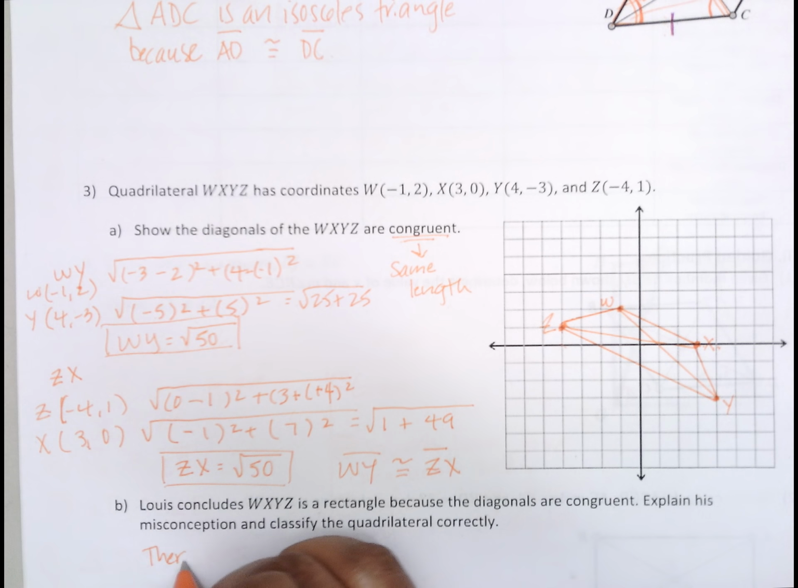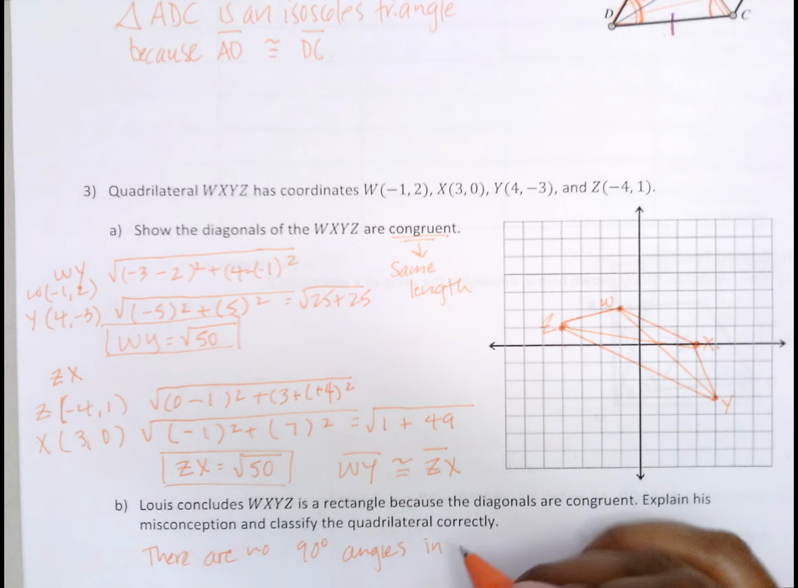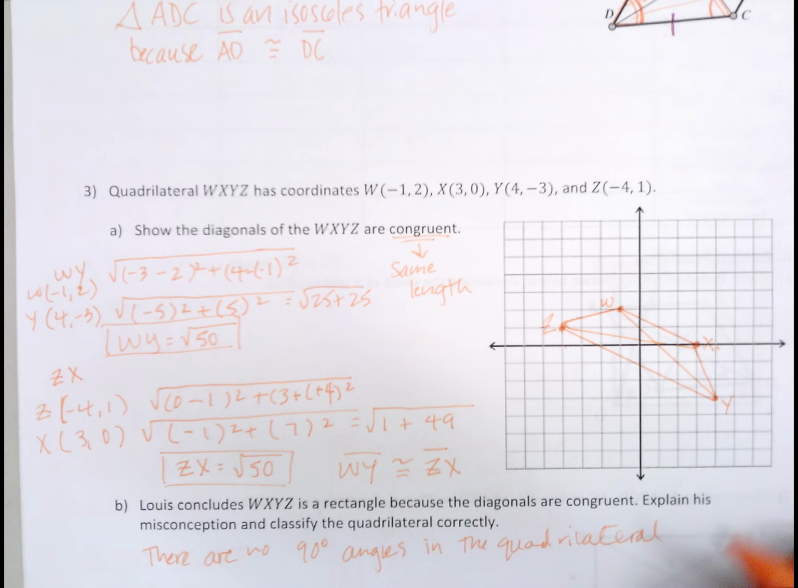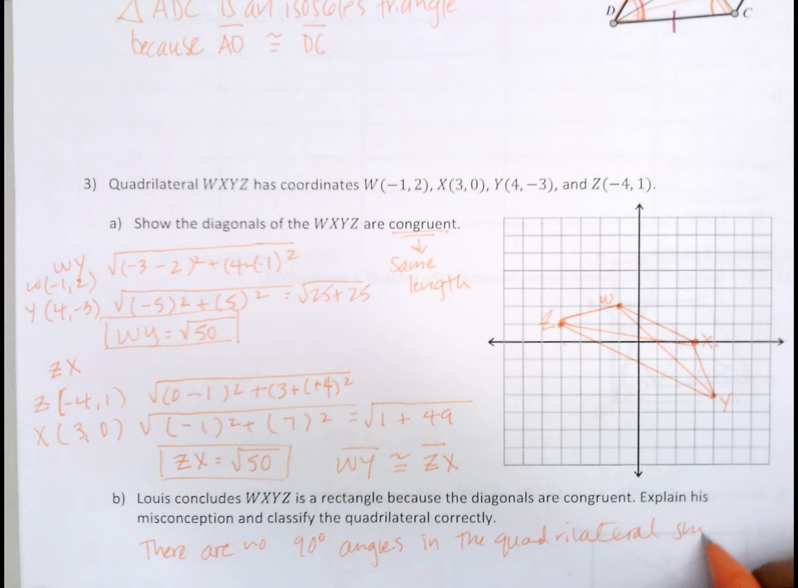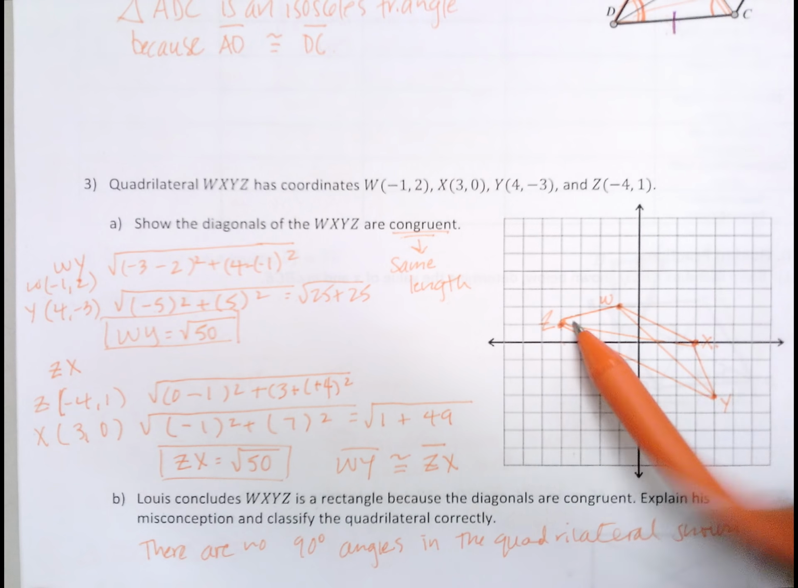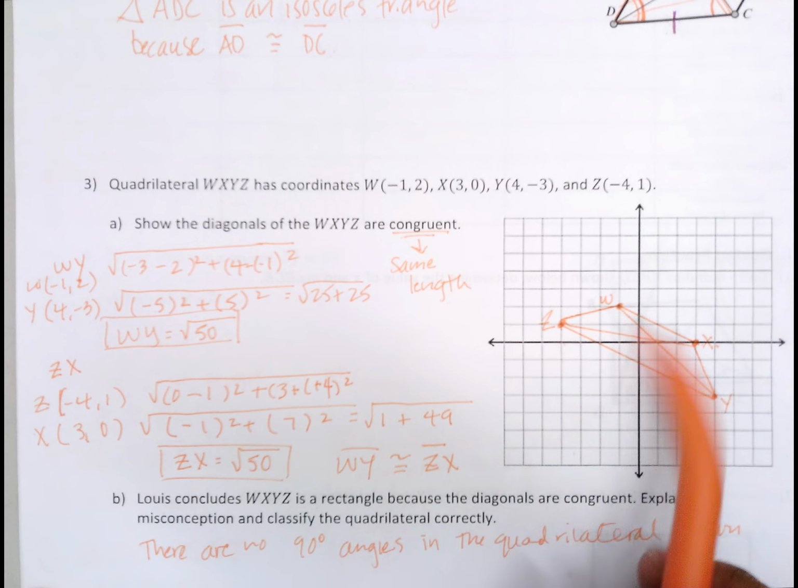there are no 90-degree angles in the quadrilateral shown, and we can prove that. And if you are going to make that type of statement, yeah, you would need to prove it. So that would mean that WZ would have to have the inverse reciprocal of WX.